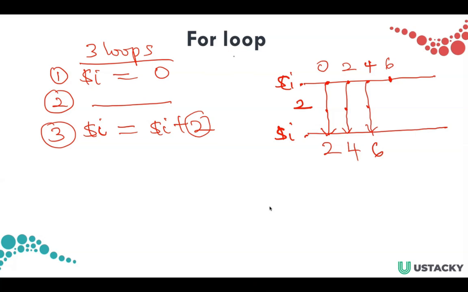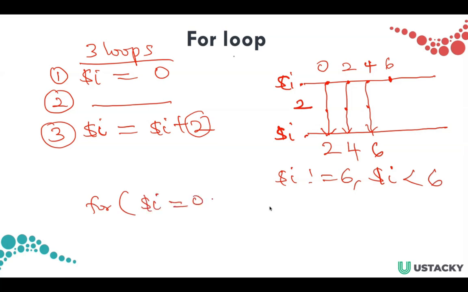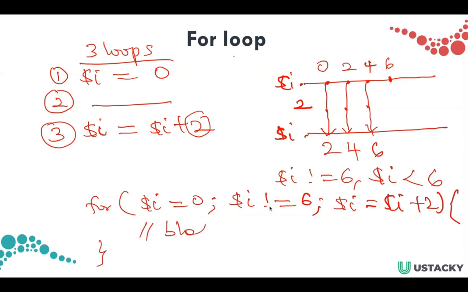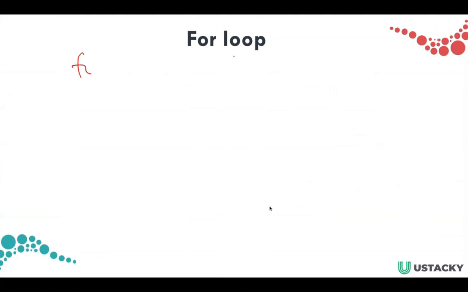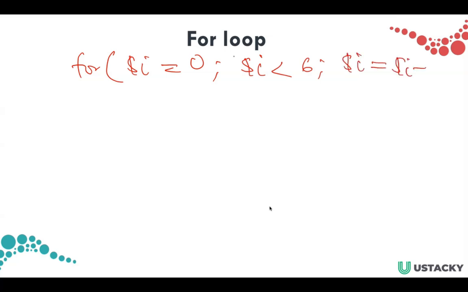To write the second component, it's going to be $i is not equals to 6, or we can write it as $i is less than 6. So to write the for loop, we have for $i equals 0, the starting point, $i is not equals to 6 and $i equals to $i plus 2. And this is a block of code. So for the second type, it's going to be for $i equals to 0, $i is less than 6, $i equals to $i plus 2. We have the block of code in.